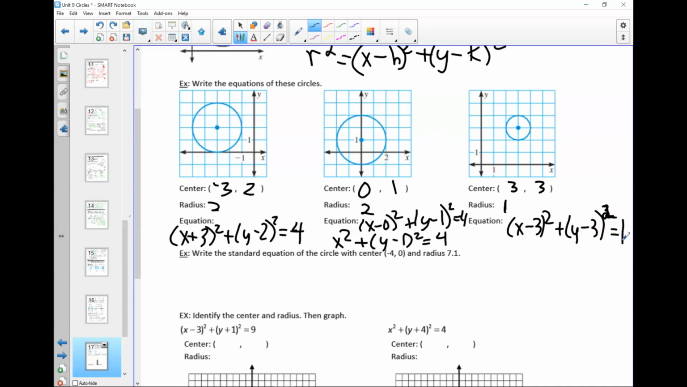Okay, write the standard equation of a circle with a center of negative 4, 0 and the radius is 7.1. So we'll have x plus 4 squared plus y minus 0 squared equals 7.1 squared. Rewriting this, we'll get, again, x plus 4 squared plus y squared equals 50.41.